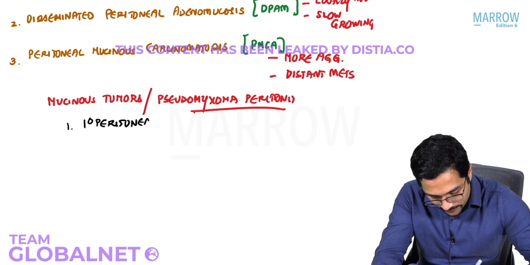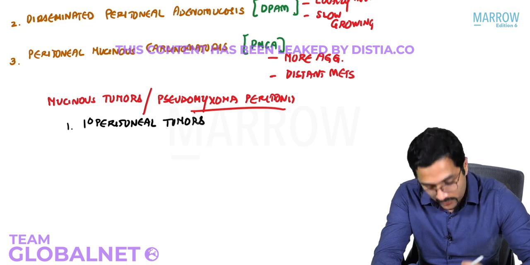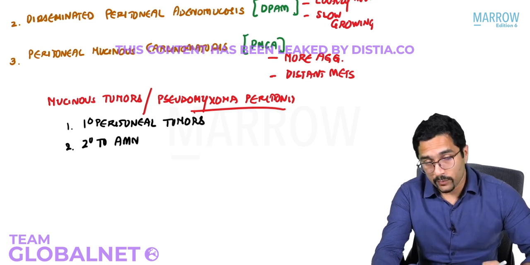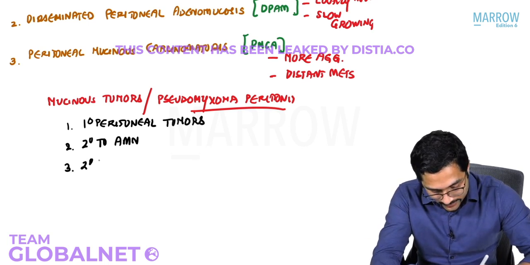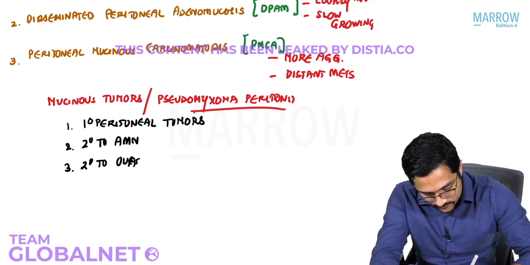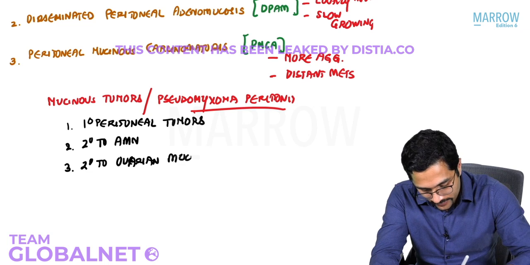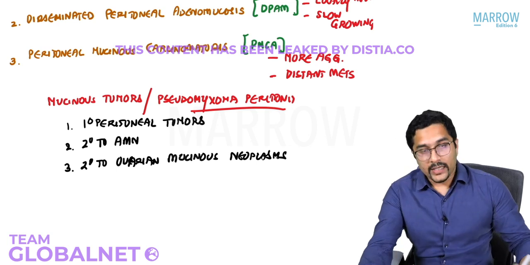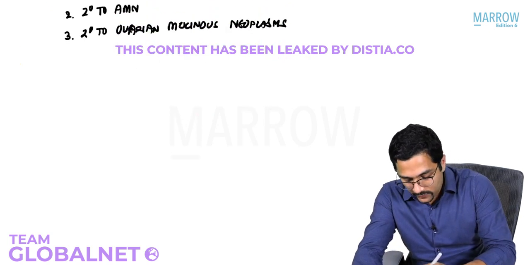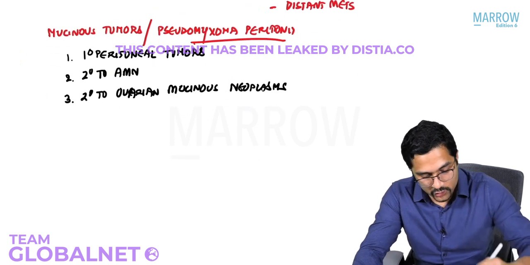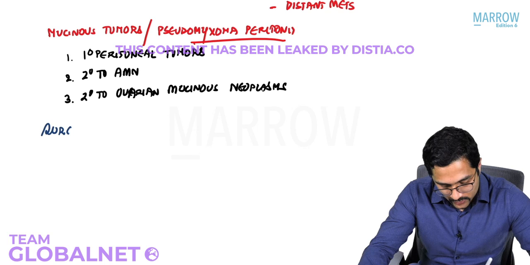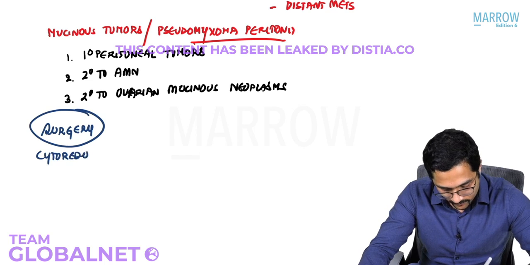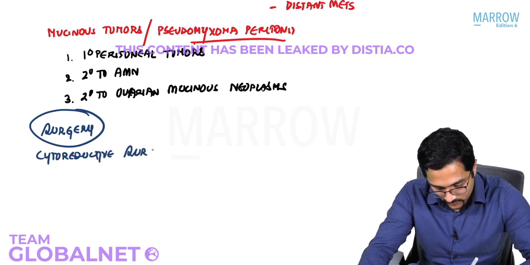That means they arise from the peritoneum itself, or they can be secondary to appendicular mucinous neoplasms, which I just told you, or they can be secondary to ovarian mucinous neoplasms. Right? Now, in these tumors, once you make the diagnosis, what is the surgery which is carried out? The surgery which is done in these patients is called cytoreductive surgery, or CRS.